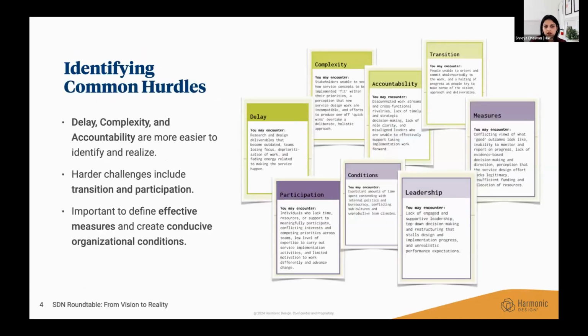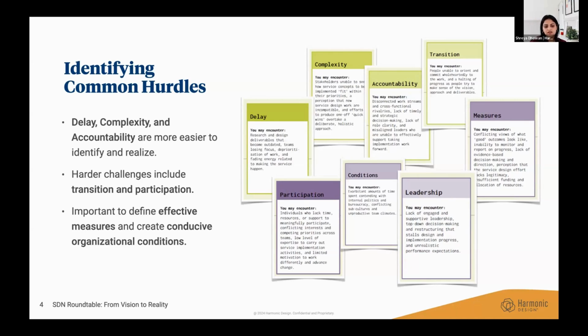So firstly, I really like this piece that we added in the article, which is building on Tina's article that she had written a few years back on implementation. What this visual highlights are some signals and identifiable behaviors that you may notice in your implementation work. Some of the easily identifiable ones include delay, complexity, and accountability.